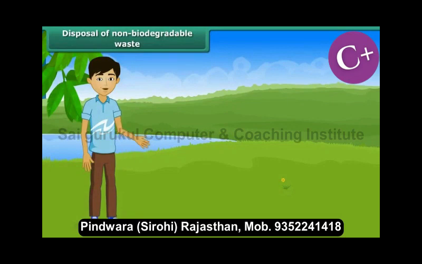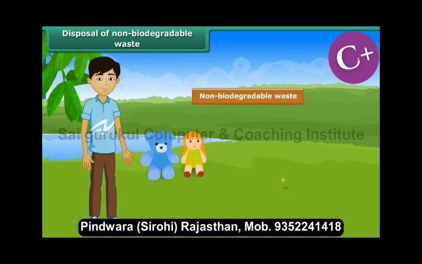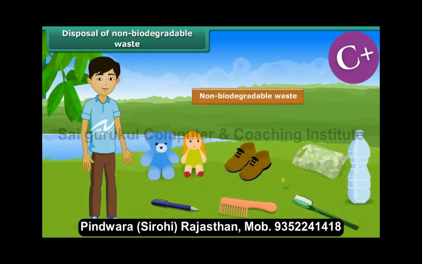Now we will look at disposal of non-biodegradable waste. Toys, shoes, bags, pen, comb, toothbrush and bottles are made up of plastics and glass. Plastic is a non-biodegradable material. It does not break down into simpler substances. Also, the recycling of all types of plastics is not possible. Only a few types of plastics can be recycled.